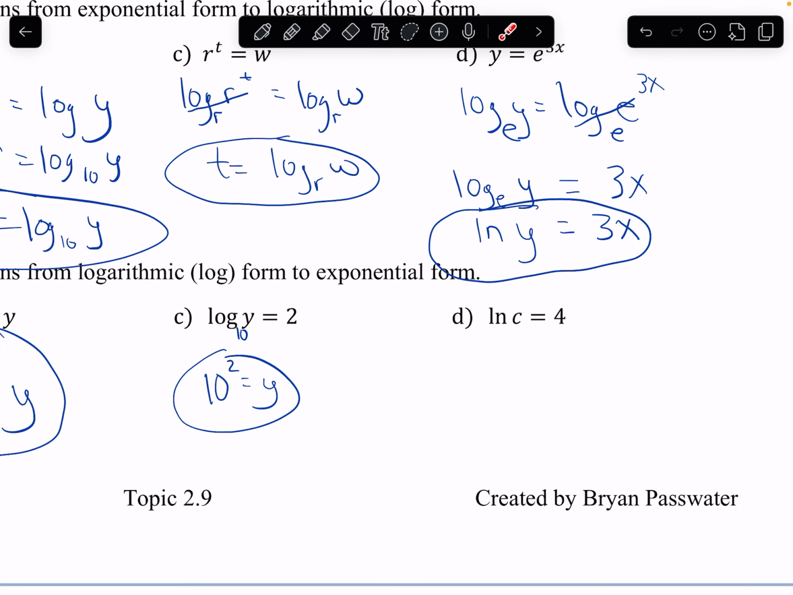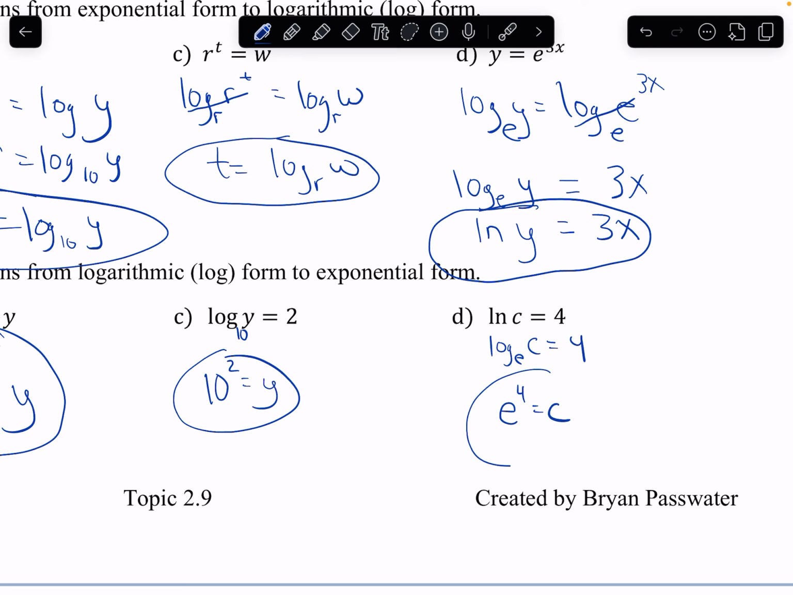Let's do the same thing over here. I have ln, remember that's natural log. Natural log is the same thing as log base e. So I'm going to rewrite it as log base e, c equals 4. Let's read our logarithm. The logarithm is saying, what power do I raise e to get c? That's how you read them. Well, it tells me this is the power I raise e to get c. So I'm going to write that down. If I take e and raise it to the 4th power, it's going to give me c.